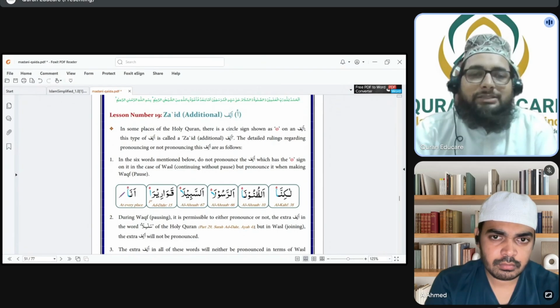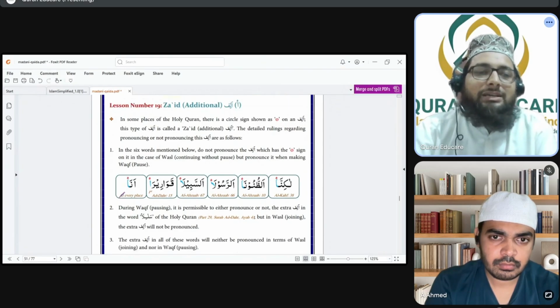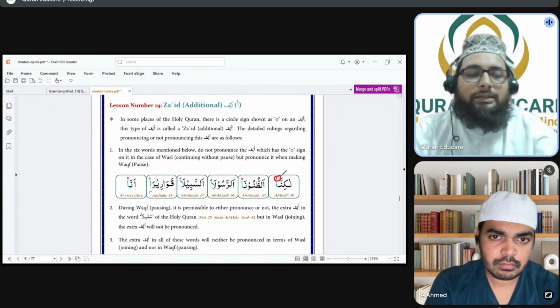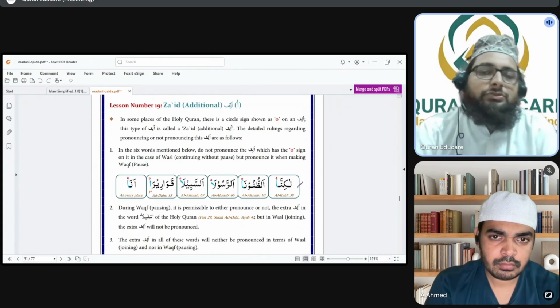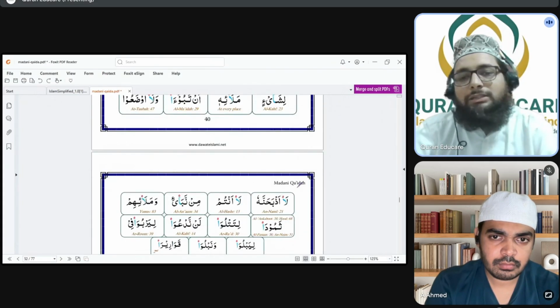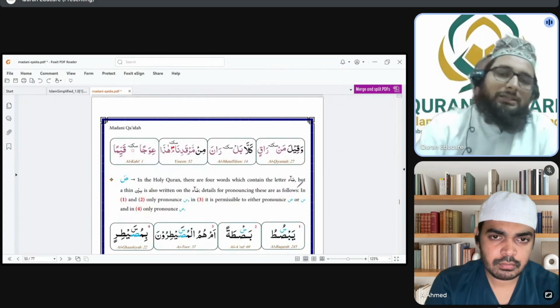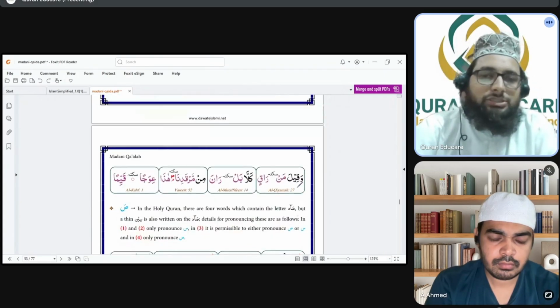And in lesson number 19, we learn about the additional alif. You can see if there's a circle on the alif, and there are different conditions where we should recite this alif, and we should not recite this alif. Learn in lesson number 19 in detail.